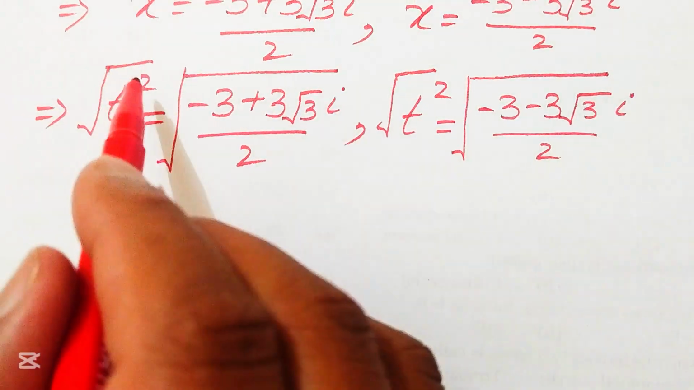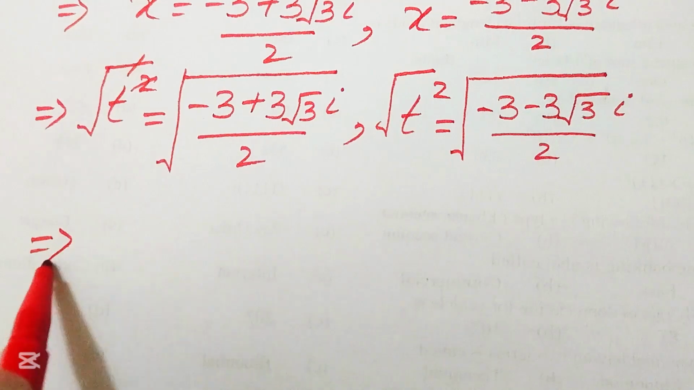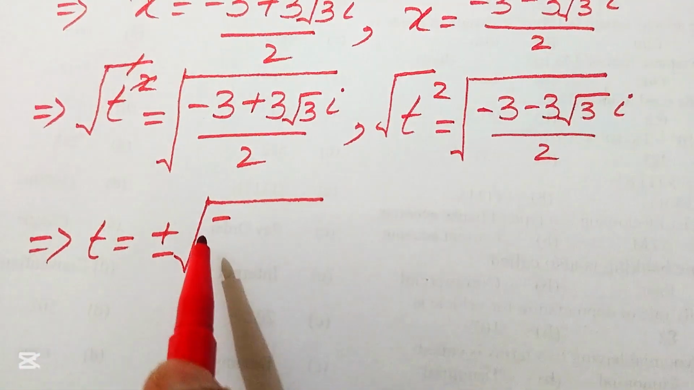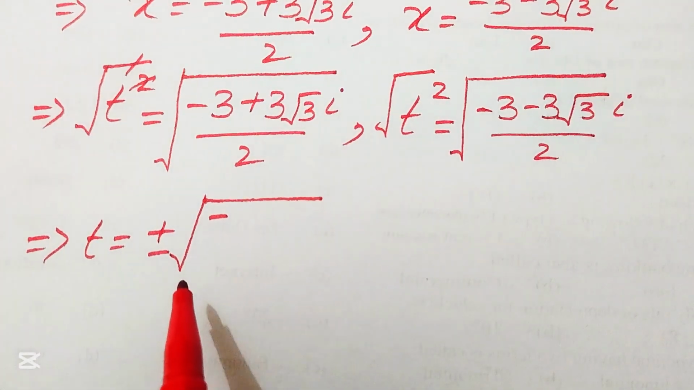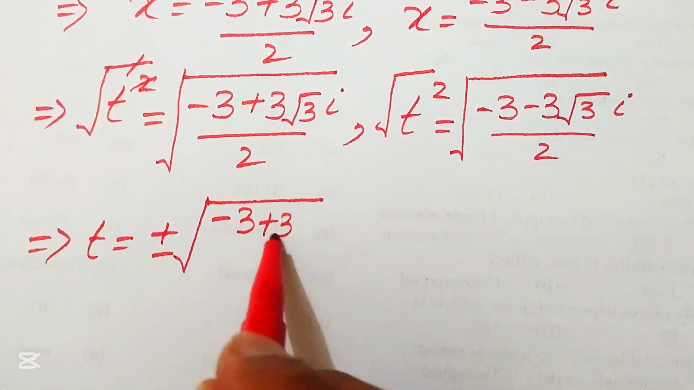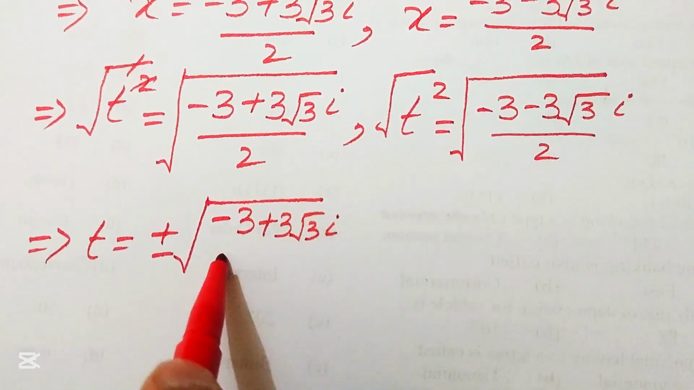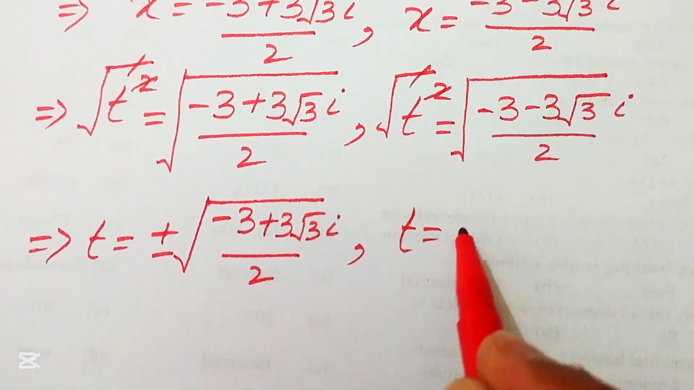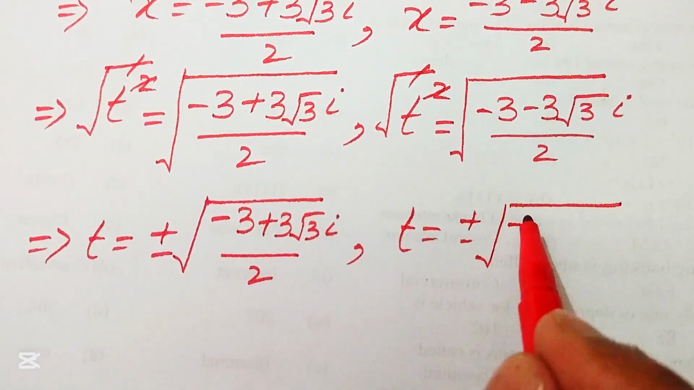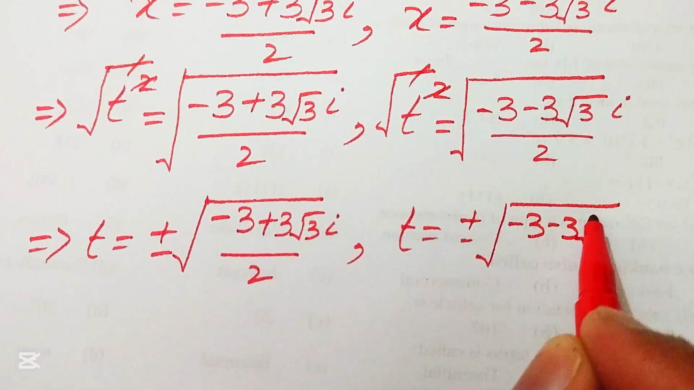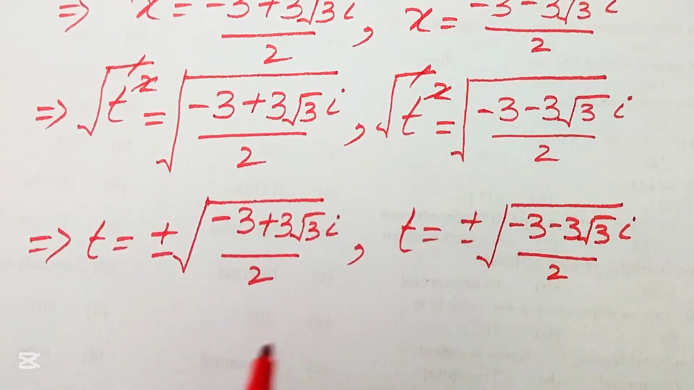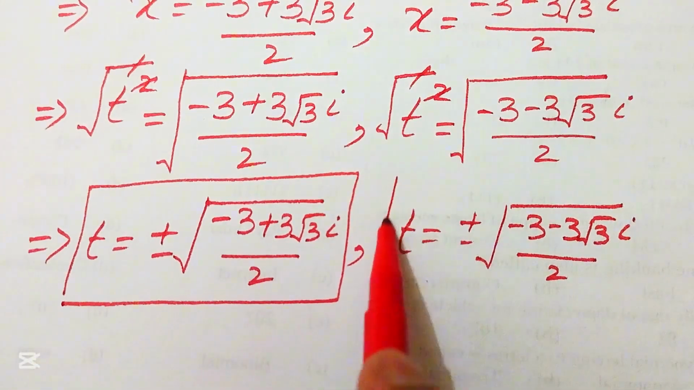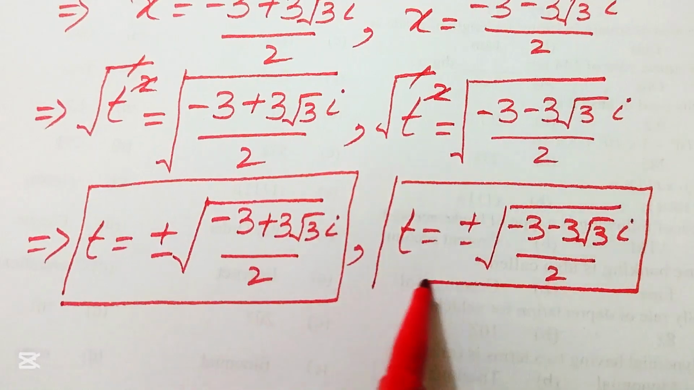So on the left hand side you see here the square and square root are gone, and we get our t equals plus minus square root of minus 3 plus 3 times square root of 3 iota, divided by 2. And in this case the square and square root are gone, and we get our t equals plus minus square root of minus 3 minus 3 times square root of 3 iota, divided by 2. So these are the two complex roots of the given equation. These are the other two complex roots of the given equation.